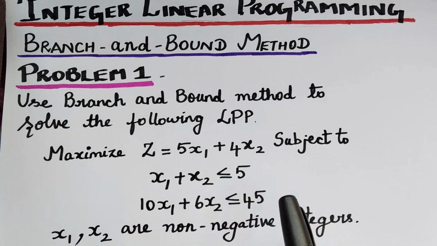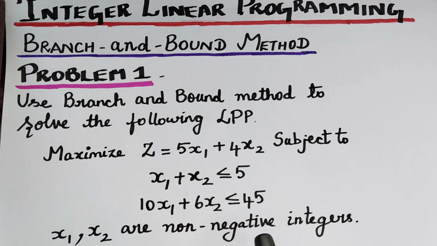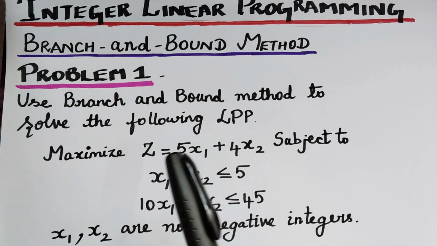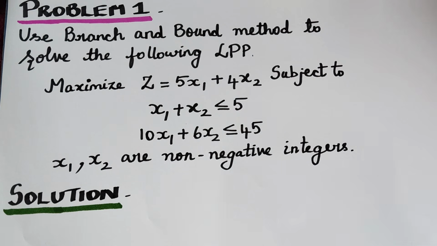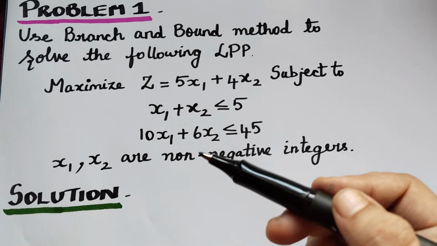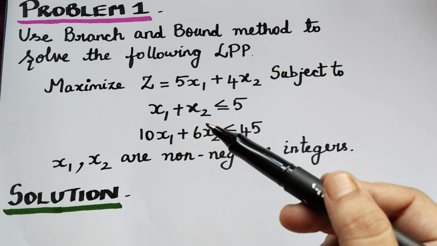So the method that we are going to adopt to solve this problem is the graphical method. As we solve the LPP, we are going to draw the graph for this given problem. The two axes of the graph will be x1 and x2.